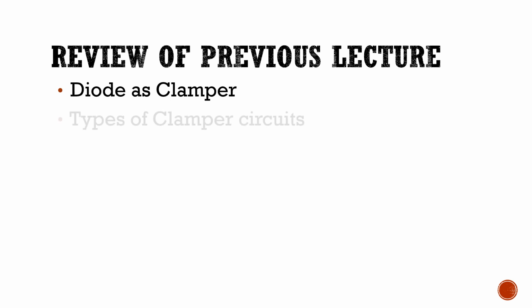First, we will have a quick review of our previous lecture. In your last lecture, you studied how a diode acts as a clamper, and you also understood different types of clamper circuits with the help of examples.